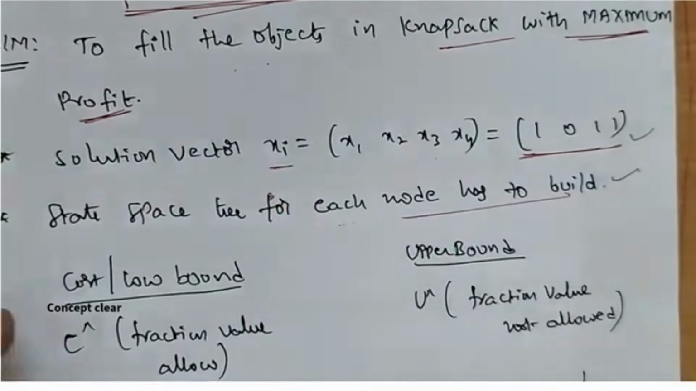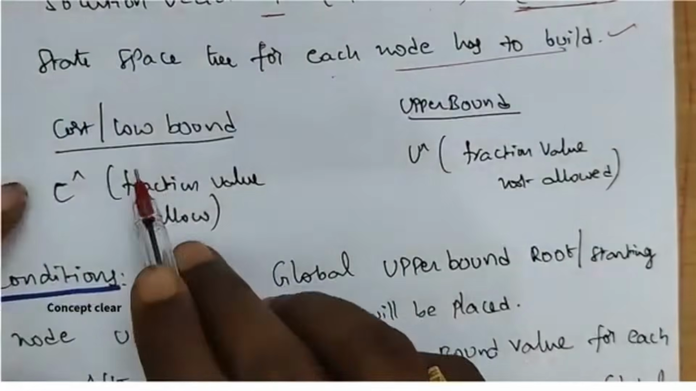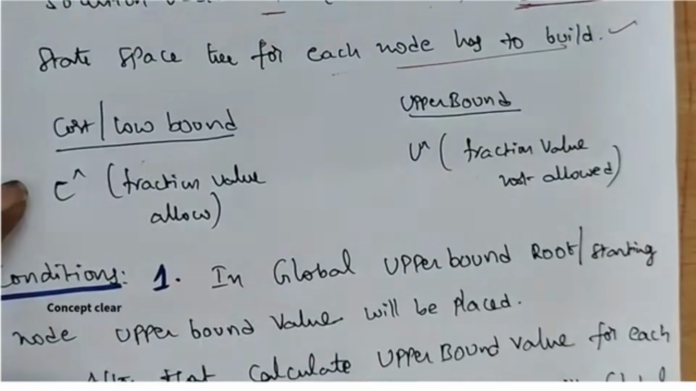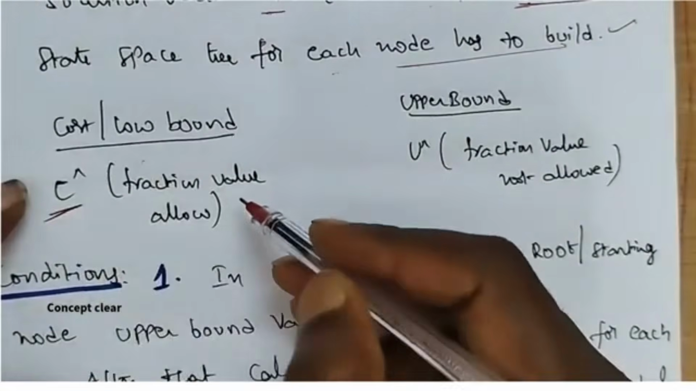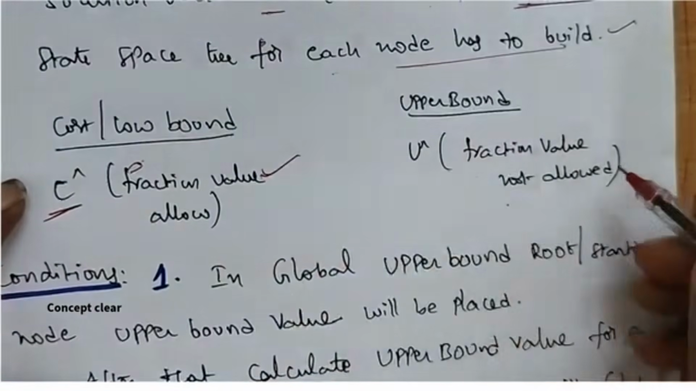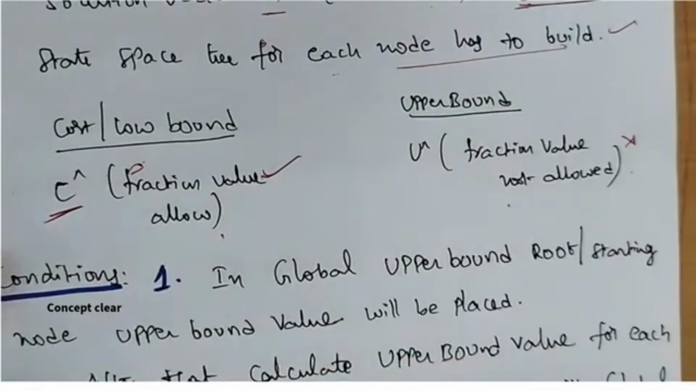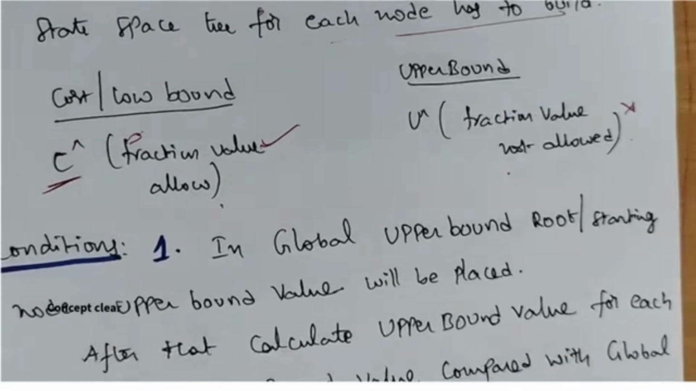It is also the same as the previous topic. Here, for each node we have to calculate a lower bound value and an upper bound value. For the least cost value, fraction values are allowed. For the upper bound value, fraction values are not allowed. Then what is the difference from the previous topics?